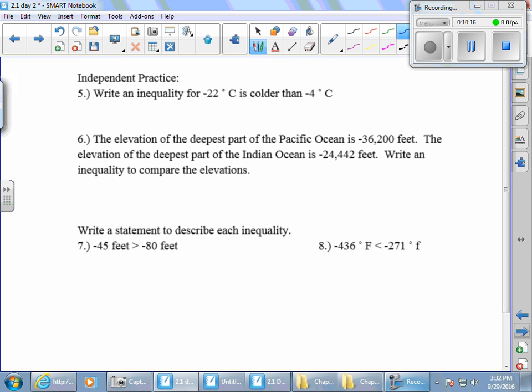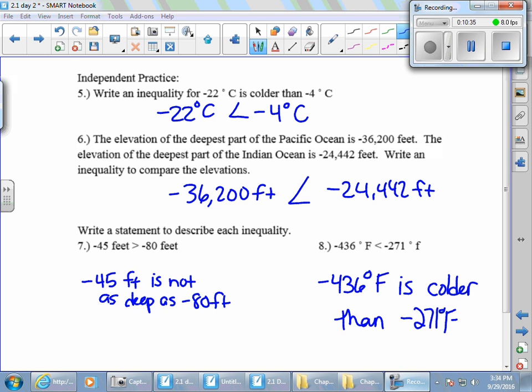Okay, let's see what else we have. We have some independent practice. So what I would like you to do is pause the video and go ahead and write answers up for 5, 6, 7, and 8. Know that for 7 and 8, you're probably going to have slightly different answers than me, but I'll give you other examples of how it could look. But 5 and 6 should look the same. So go ahead and pause and try it, and then resume the video when you're ready.